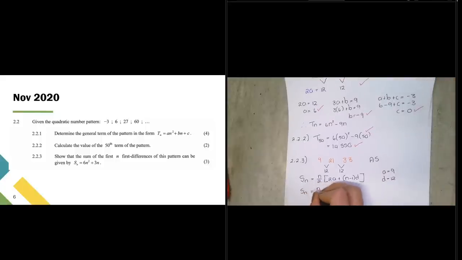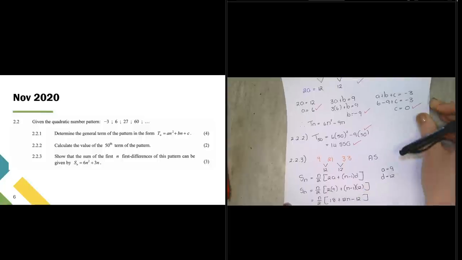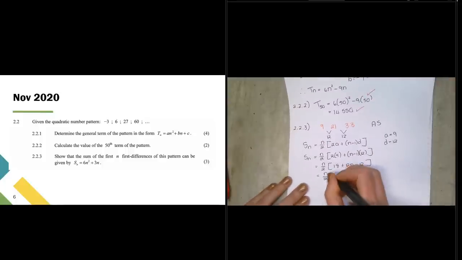Sn equals n over 2, 2 times a, which is 9, plus, n minus 1. Remember to put the d in a bracket as well, please, times 12. If we now multiply out, that's 18 plus 12n minus 12. Add up my like terms. So that is 6 plus 12n inside the bracket. And if I now multiply in the n over 2, 2 goes into 6 3 times, and 3 times n is 3n. 2 goes into 12 6 times, 6n times n is 6n squared. Is that what they asked?